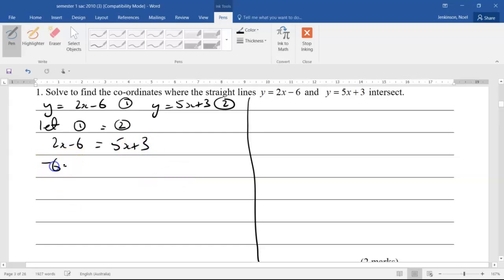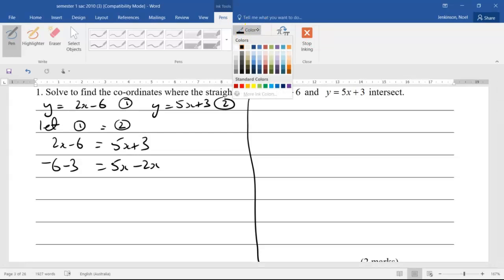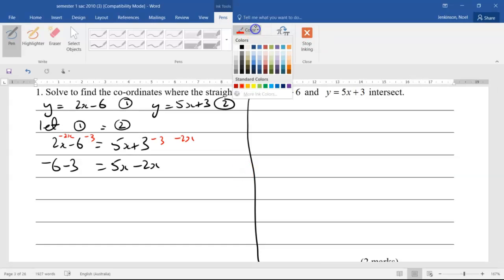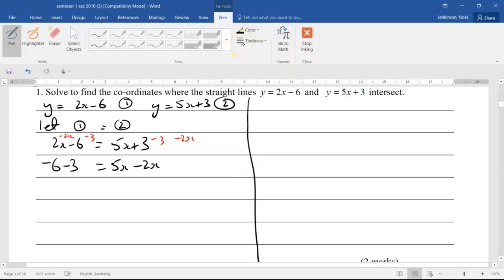I'll gather the numbers on this side, and I'll gather the letters on that side. When I was being a teacher, I might do this, I might change it to red, and I might say, oh well, I did minus 3 on both sides, and I did minus 2x on both sides, just to show what I'm doing. But you don't need to do that, of course. Negative 9 equals 3x, I divide both sides by 3, x equals minus 3. I might then start working up the next one.